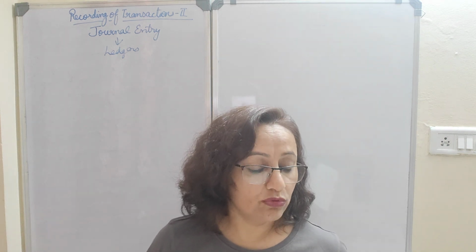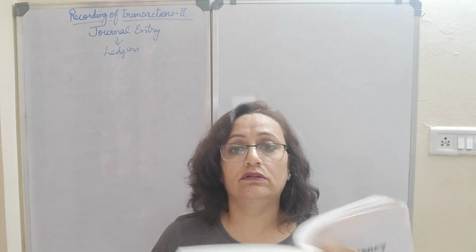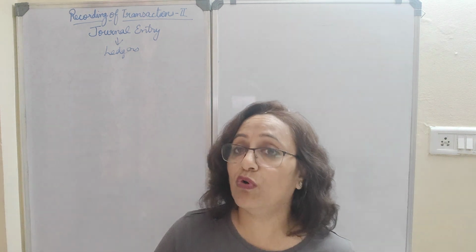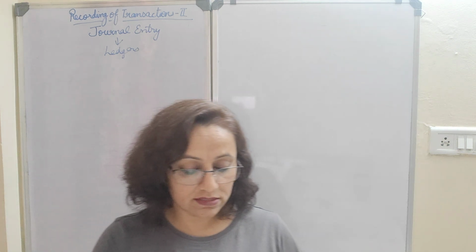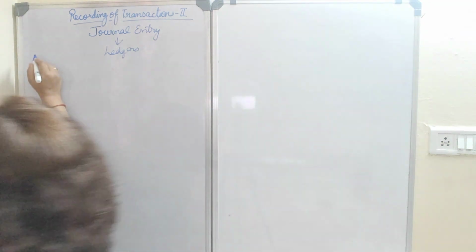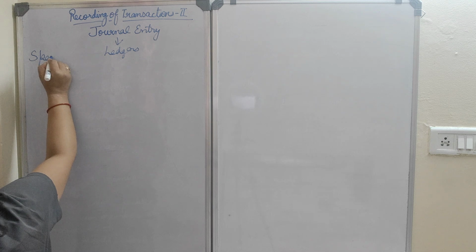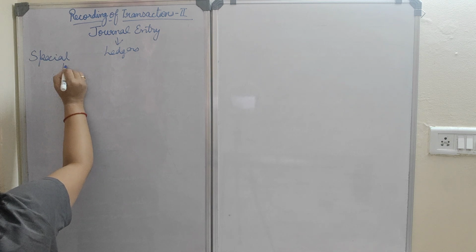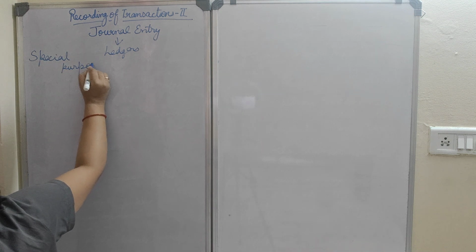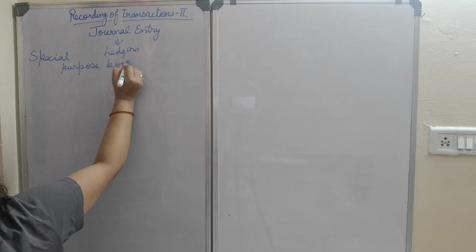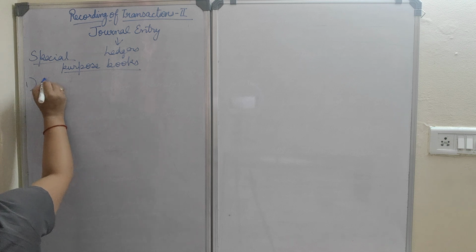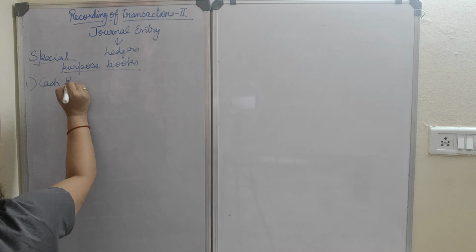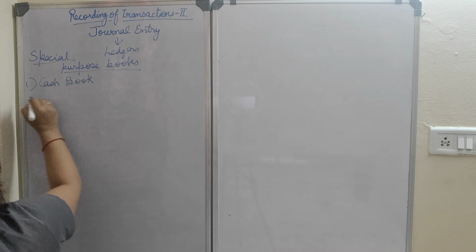Right? So now chapter 4 of your accountancy book, recording of transactions part 2, tells you about the special purpose books. Special purpose books means what their name specifies; we prepare those books. So special purpose books are the cash book, which we will be doing today.